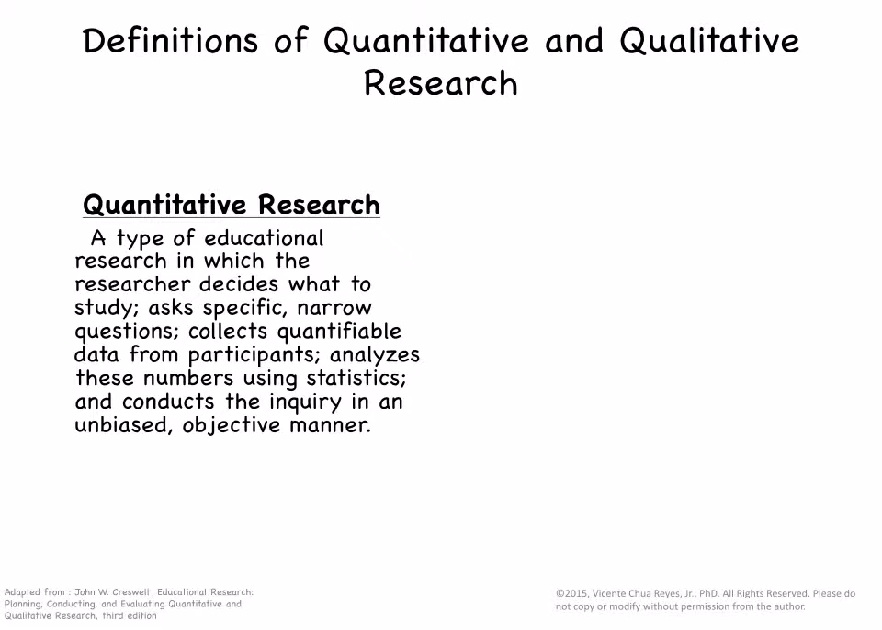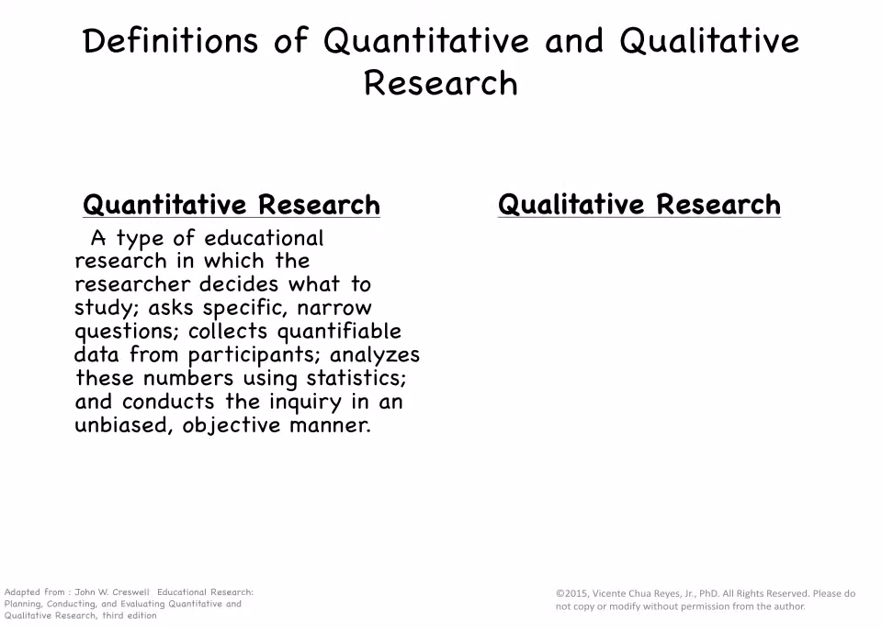Let's take a look at the definitions of quantitative and qualitative research. Quantitative research is defined as a type of educational research in which the researcher decides what to study, asks specific, narrow questions, collects quantifiable data from participants, analyzes these numbers using statistics, and conducts the inquiry in an unbiased, objective manner.